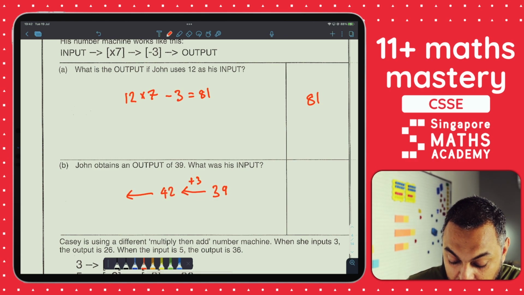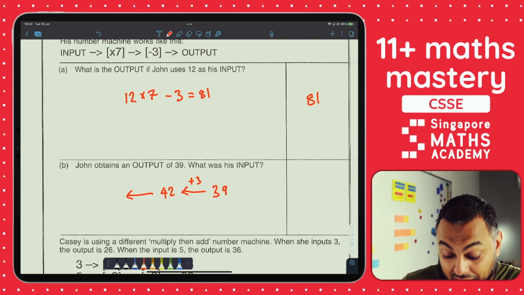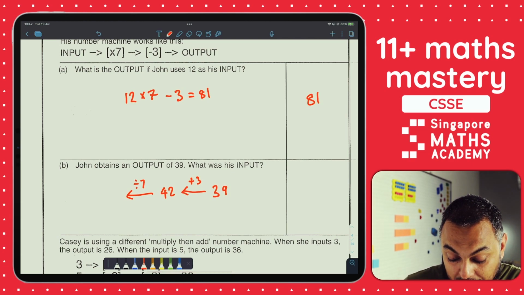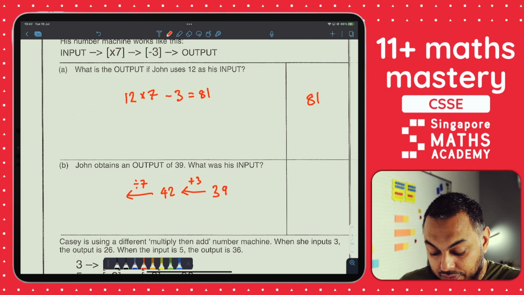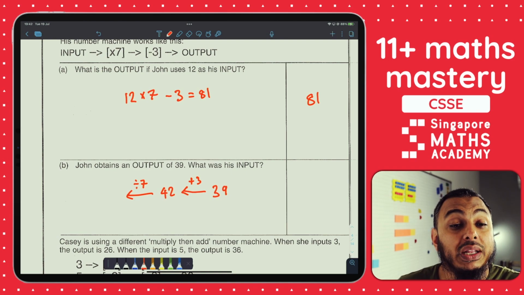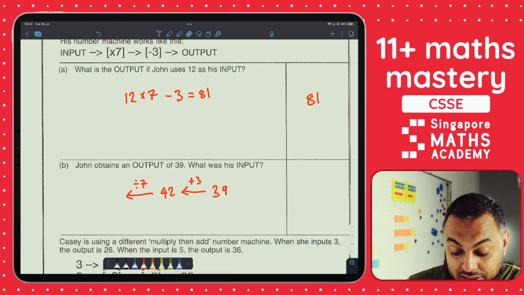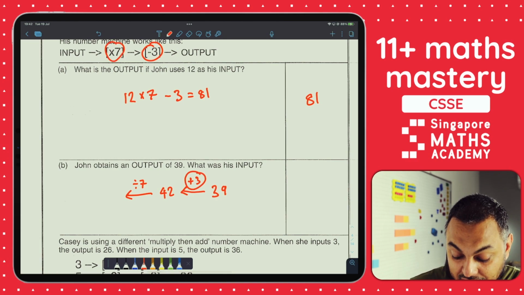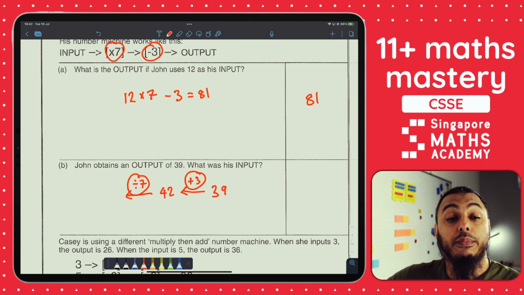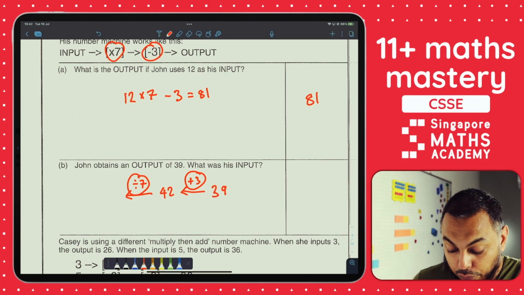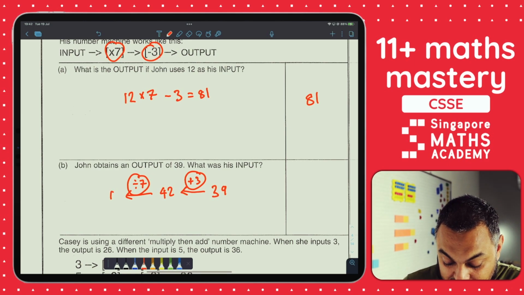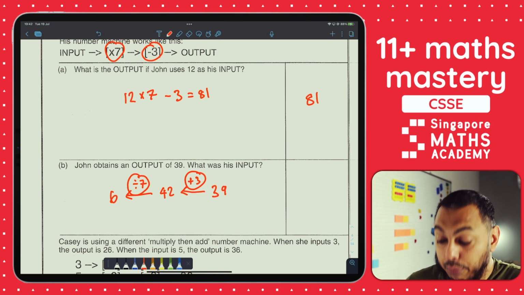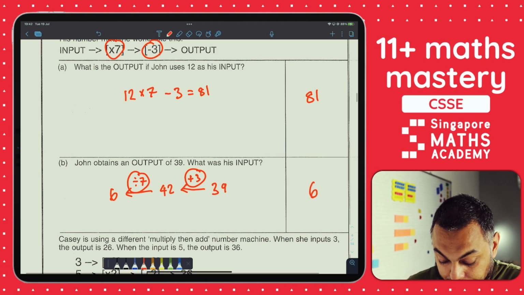And that 42 is going to be given when he multiplied that number, the input, by 7. So we're going to divide by 7. So we're doing the inverse operation. It says take away 3, we added 3. It says multiply by 7, we divide by 7. That's from going from the output to the input. So 42 divided by 7 is going to be 6, and therefore the input must have been 6 here.